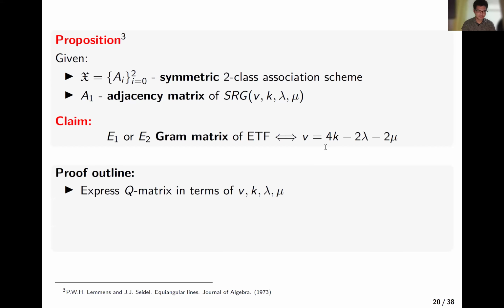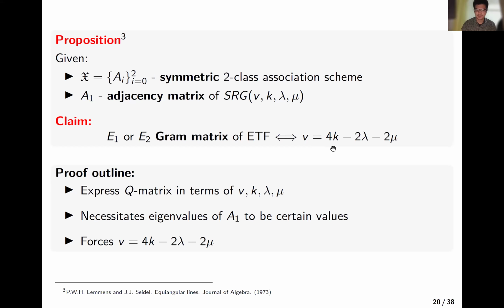So the idea is we use our criterion using the Q matrix, and we can express the Q matrix, or the change of basis matrix, in terms of the parameters of the strongly regular graph. And this restricts, in fact necessitates, the eigenvalues of A1 to be certain values. And finally, these will force, essentially, the number of vertices to satisfy the equation that we expect. And that's kind of the idea of it all. So we've seen this equivalence between two-class schemes and strongly regular graphs of certain type and these real centroidal ETFs.